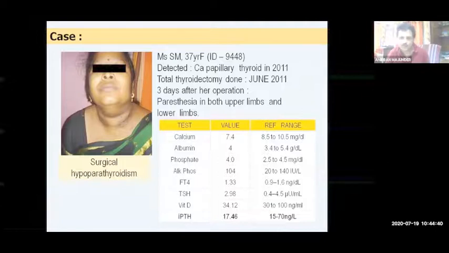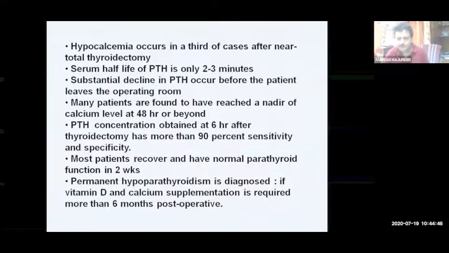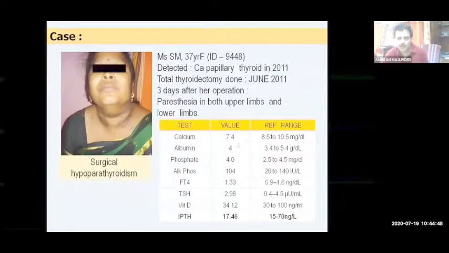So in most situations, it is because of hypocalcemia, and as you can see, this patient has a low calcium of 7.4 and a normal vitamin D, and you can see the inappropriately low PTH. So we expect that when there is a low calcium, the PTH should go up, but here the PTH has not gone up. It is basically inappropriately normal, and this is a classic finding when we have a patient with total thyroidectomy. Now the issue is, in most situations, this hypocalcemia is basically transient.